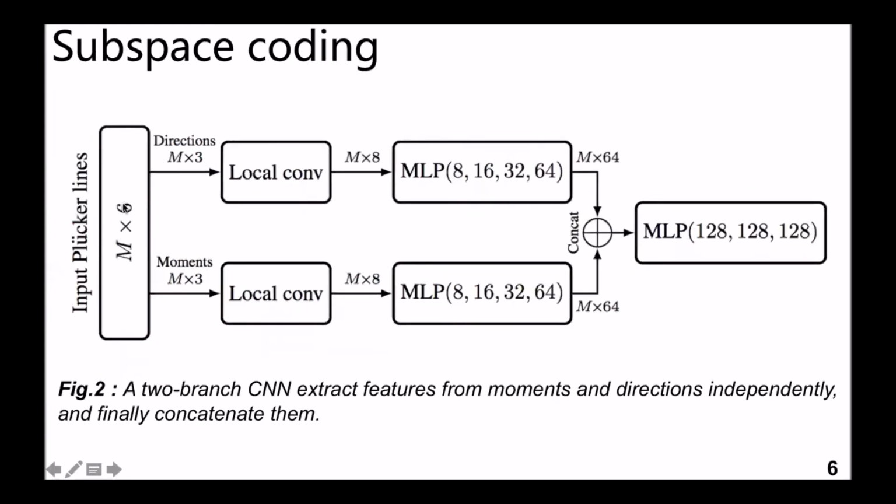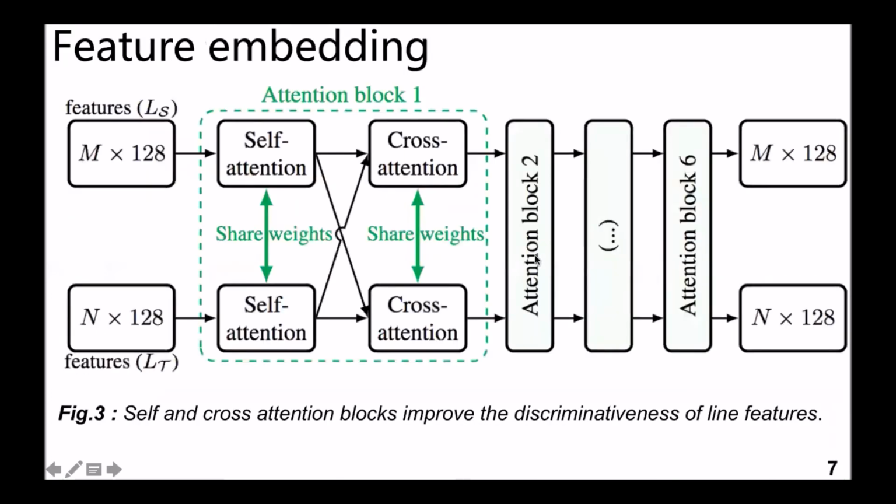The subspace coding module uses a two-branch neural network to extract features from directions and moments independently, and then finally concatenates them. Given line-wise high-dimensional features, the feature embedding module uses self-attention and cross-attention blocks to improve the discriminativeness of line features. The output of this feature embedding module is line-wise features.